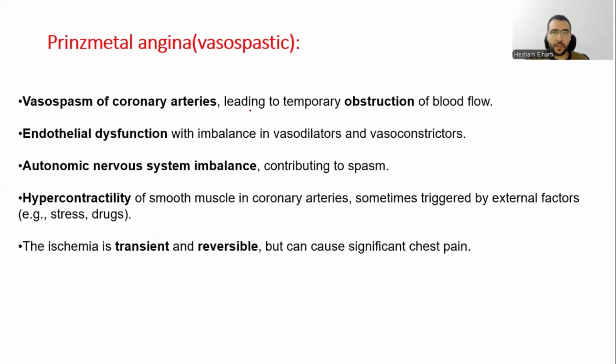Prinzmetal angina, or vasospastic angina, is due to vasoconstriction and usually due to endothelial dysfunction. There are some triggers like stress, cold exposure, or taking certain medications like alpha agonists. The treatment of Prinzmetal angina differs from other types of angina because you don't want to give a beta blocker. You just want to give medication such as a calcium channel blocker. The ischemia is transient and reversible.